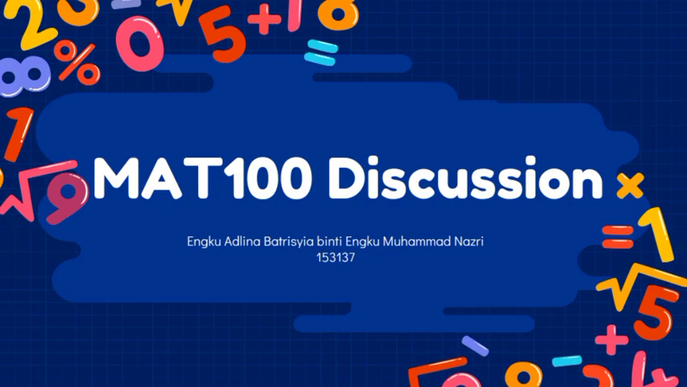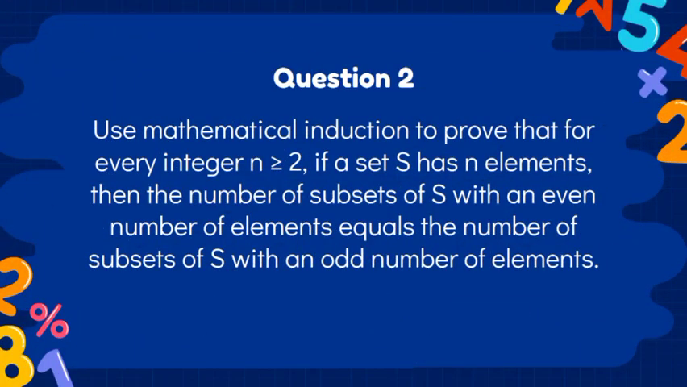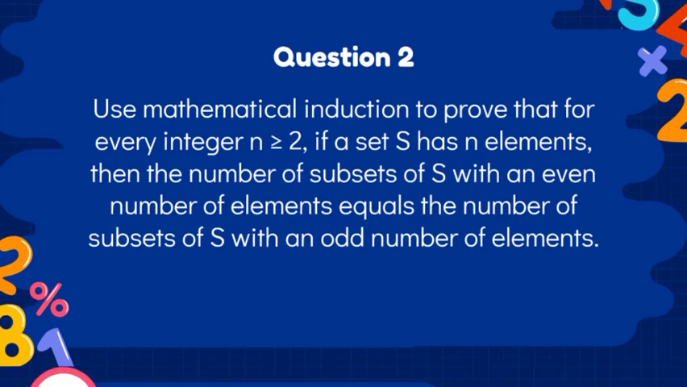Today I would like to discuss and present question 2. As we can see, this question requires us to use mathematical induction to prove that for every integer n more than or equal to 2, if a set S has n elements, then the number of subsets of S with an even number of elements equals the number of subsets of S with an odd number of elements.